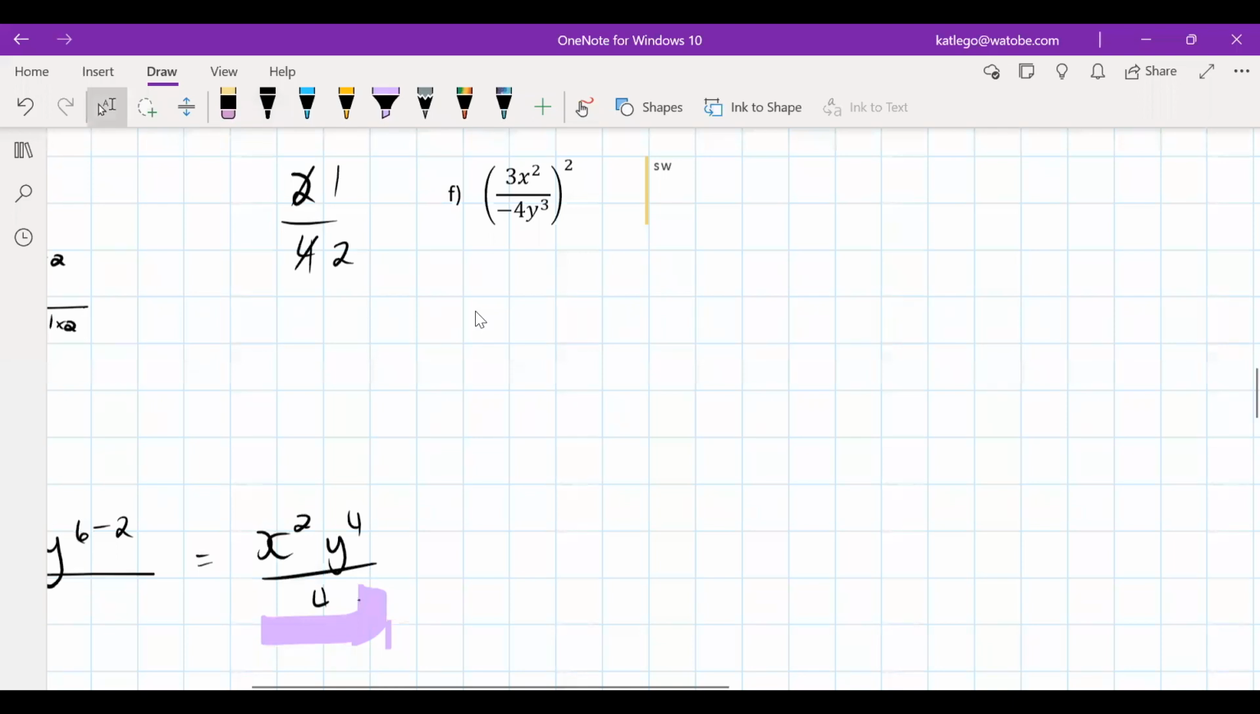Okay, let's go through it. So, 3x to the power of 2 over negative 4y to the power of 3. The first thing that we're going to do is distribute the exponent, which is 2. We are going to distribute it to 3 and multiply it with the exponent 2. 3 has an exponent of what currently? It has an exponent of 1. So when it gets there, it's going to be the one that was already there times 2. There we go.